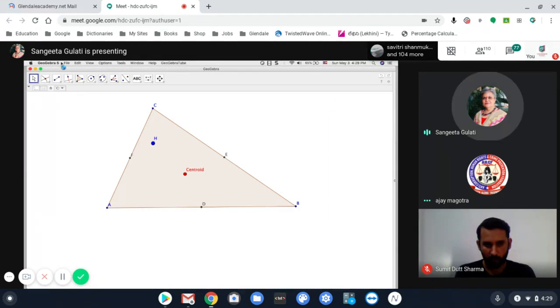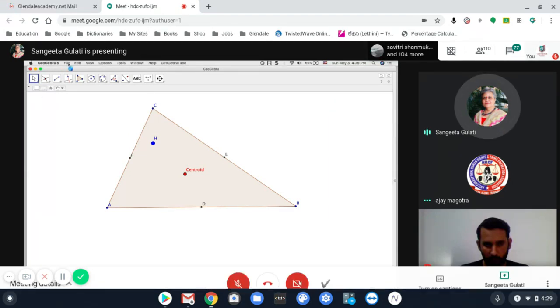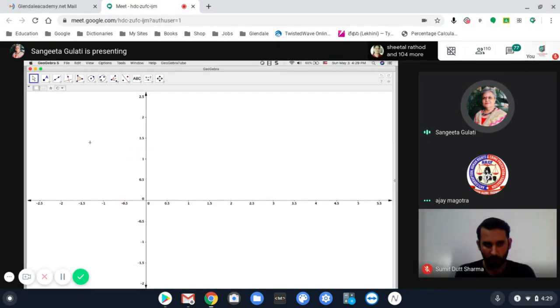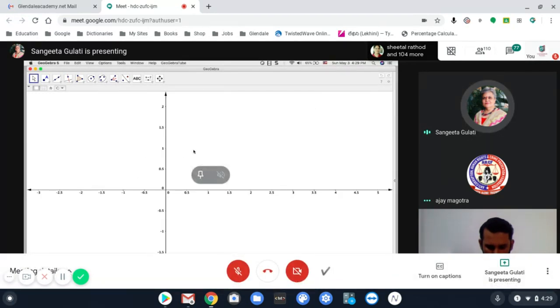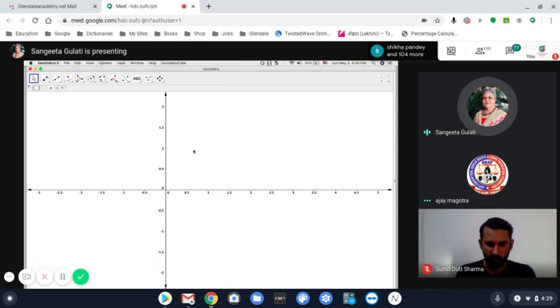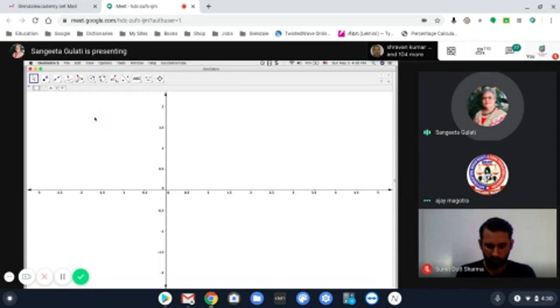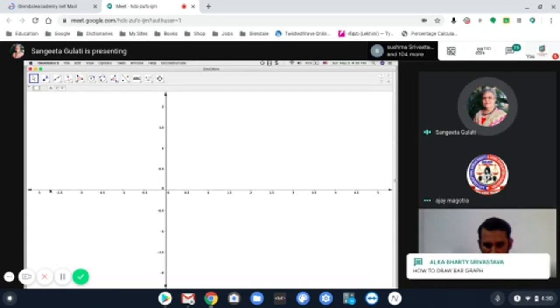So again, open a new file, and now we will be in the graphing perspective. So here is where we have a graphing perspective. We are going to try something on graphs. But before we jump into the trigonometric functions, let's open the input bar again and see the possibilities that the input bar gives in terms of the various options you would be able to get.